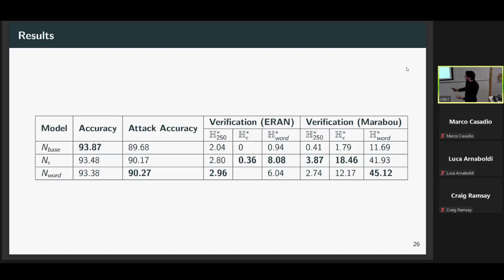So as you can see, the base network is not very robust. It's like 2% here, 3% here, and another one, and less than 1% there.